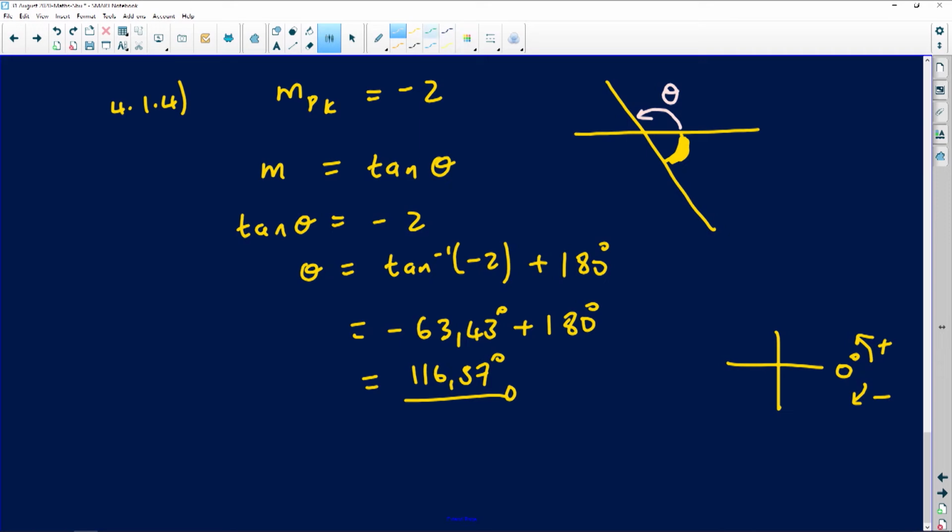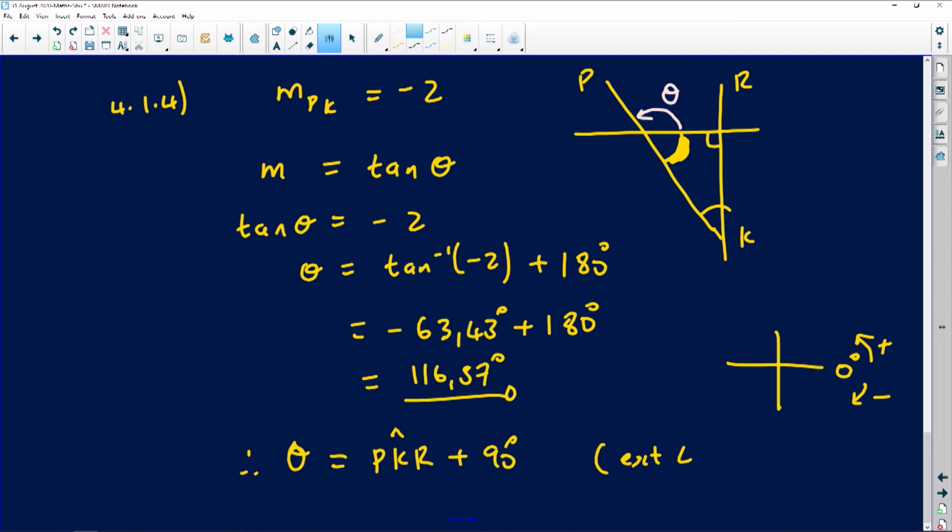All right, but then what are we looking at? Well, we are looking at a situation where we want to find the value of angle K, and we know that this is actually equal to 90 degrees. So I'm going to say that angle theta is equal to the angle K we are looking for, which is PKR, because there's P somewhere here and R somewhere there. So PKR added with 90 degrees. Why? Because the exterior angle equals the sum of the interior opposite angles.